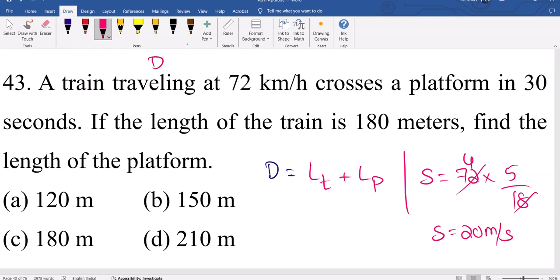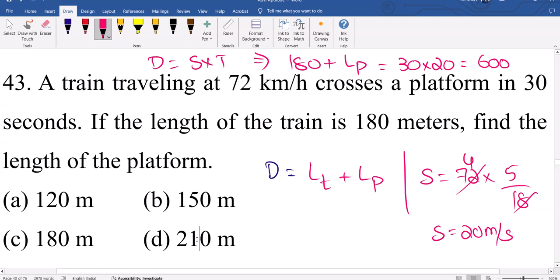Okay, so distance is speed into time. Distance is length of the train 180 plus platform length. Together it is 30 into 20, 600 required. So 180 gone means we need 420. Length of the platform 420. 420 is the answer. Length of the train plus length of the platform together 600. Train only is moving, that's why speed of the train only we'll consider.